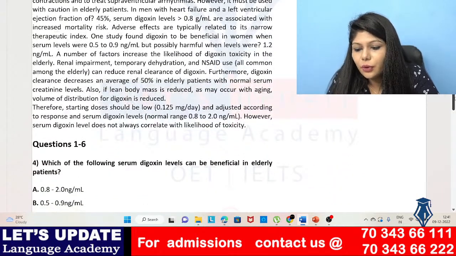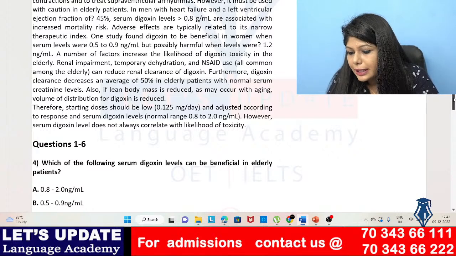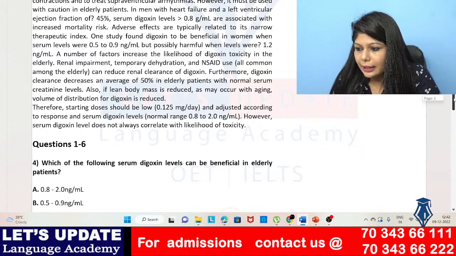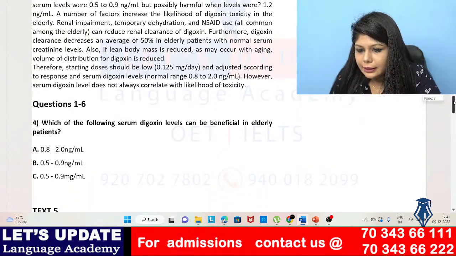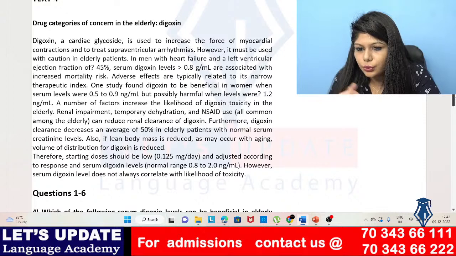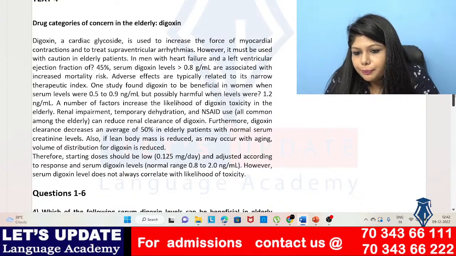The question is, which of the following serum digoxin levels can be beneficial in elderly patients? And they have given three options. So now we'll just go through the text. What is the text? Just go through the text.